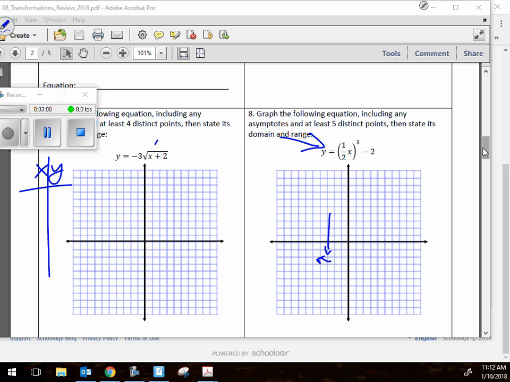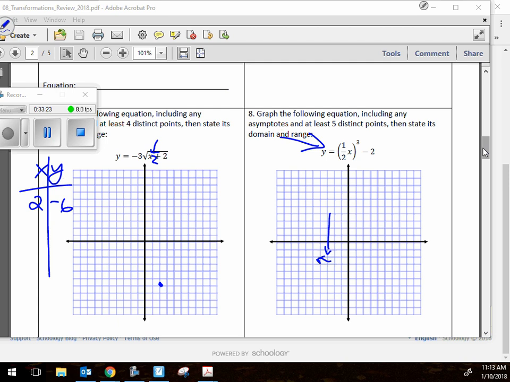Now, I don't want to just pick willy-nilly. Like if I pick 1, that's really dumb, because I have to do the square root of 3. So what's a good thing to pick? 2. And if I put in a 2, then I can get square root of 4, which is 2. 2 times -3, -6. I can guarantee you then that 2, -6 is on this graph.